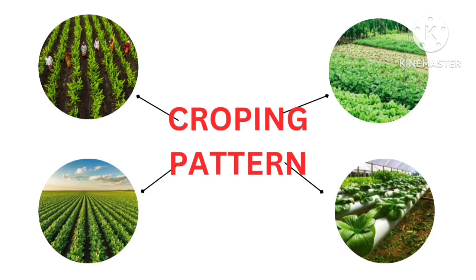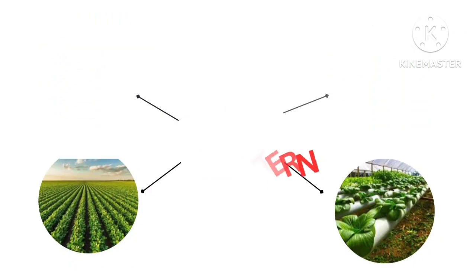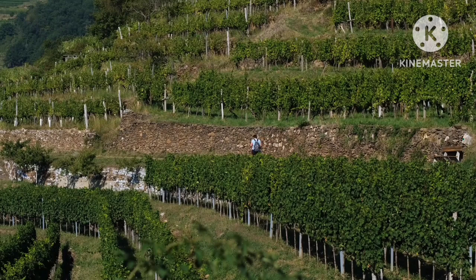Now, cash crops are those grown usually to sell for profit. For example, sugarcane, tobacco, cotton, jute, oil seeds, etc.